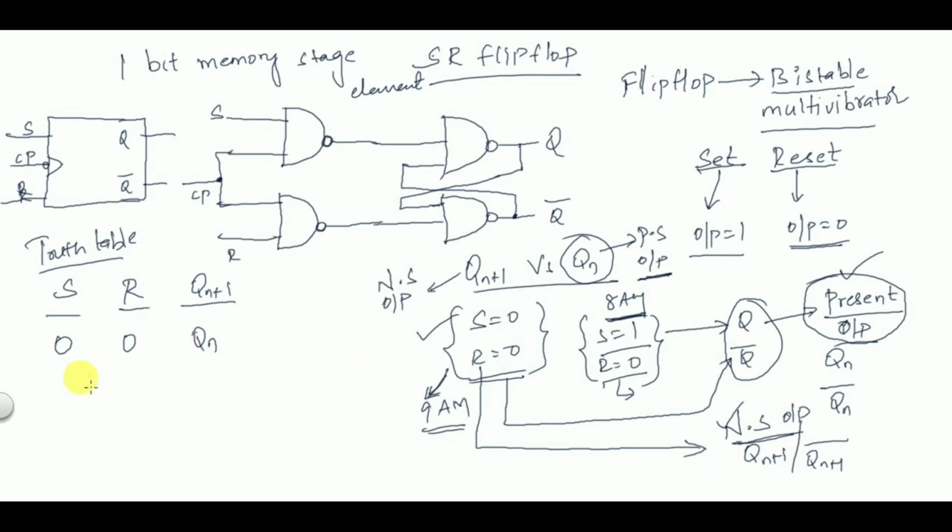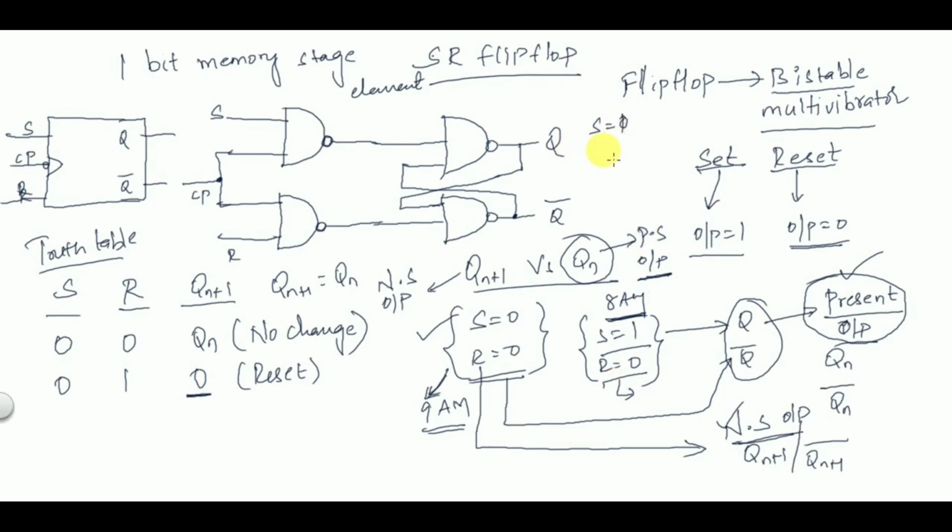When S is equal to 0 and R is equal to 0, whatever the present output is will be equal to the next state output also, that is Qn plus 1 is equal to Qn. There will be no change, so this condition is called the no change condition. When S is equal to 0 and R is equal to 1, the output is 0. This is called the reset condition. As I have told you, when you make the output equal to 0, it is called the reset condition.